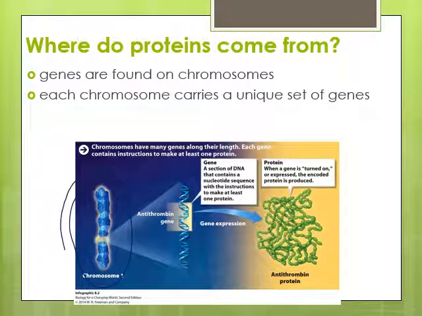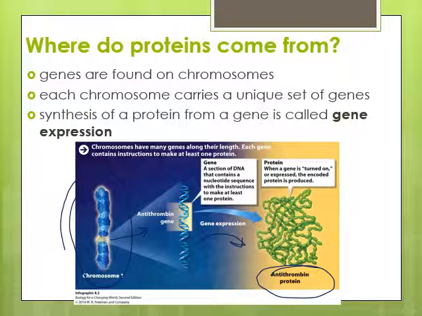So again, here's a chromosome here. You can see that there's different genes along it. Right here is what we're specifically looking at, the antithrombin gene. And if that gene is expressed, it means we're going to make a nice normal antithrombin protein, which will keep us from clotting abnormally. So gene expression is, simply put, the synthesis of a protein from a gene. Basically it just means that that gene's turned on and it's going to do what it was meant to do in terms of following the instructions to make the protein that's encoded in that gene.